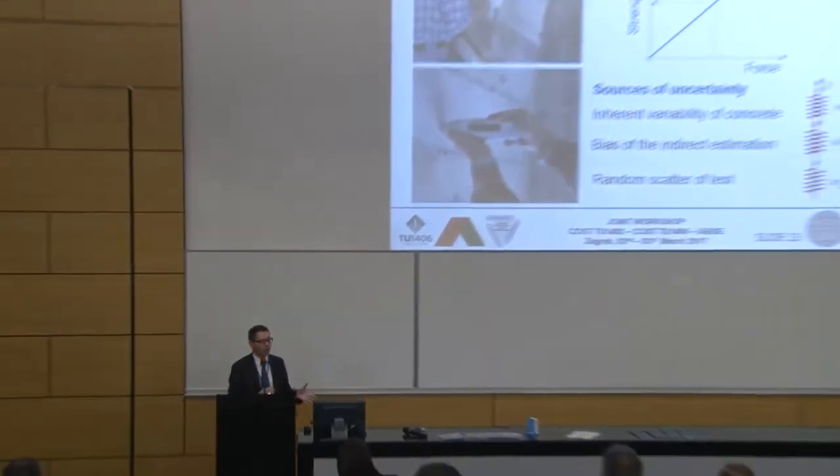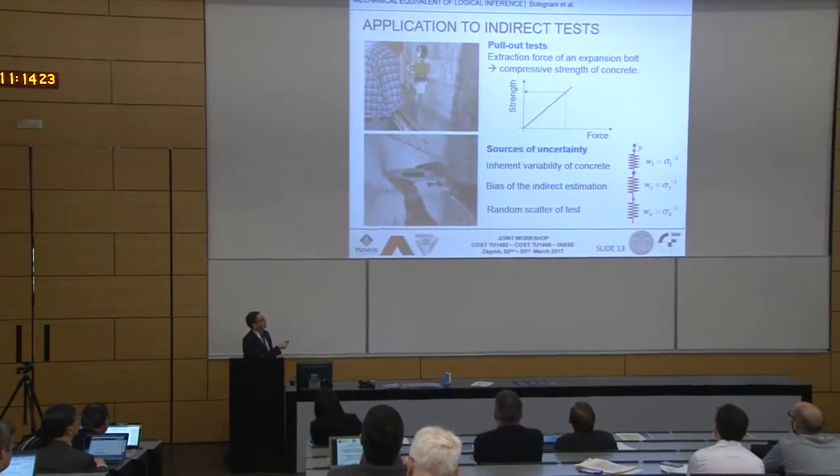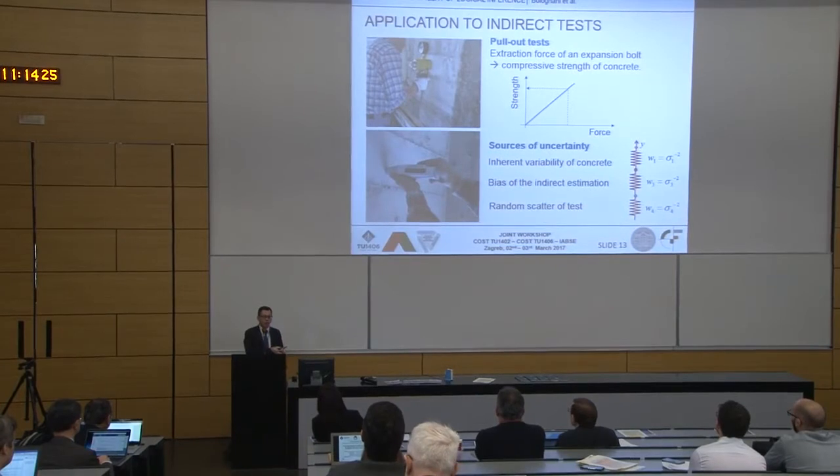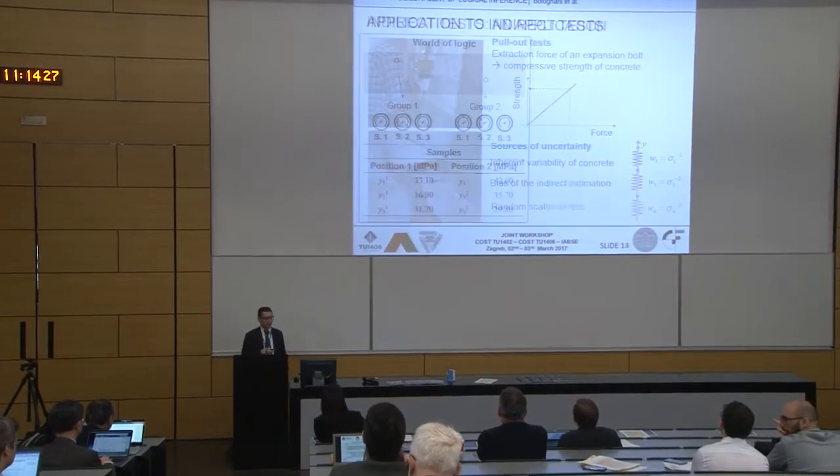A problem in dealing with the indirect test is that we have to take properly into account the correlation or incorrelation between this information. For example, the bias is an error which is systematic, so it's common and correlated with all the data we're carrying out, while the random scatter is purely uncorrelated. And the inner variability of the concrete is locally correlated, but in general uncorrelated.